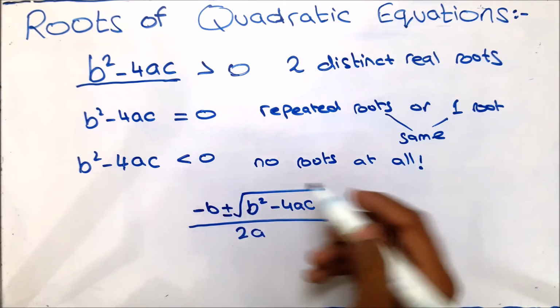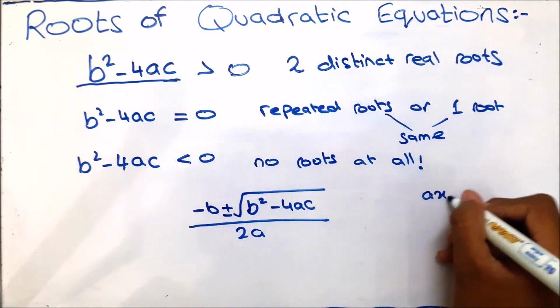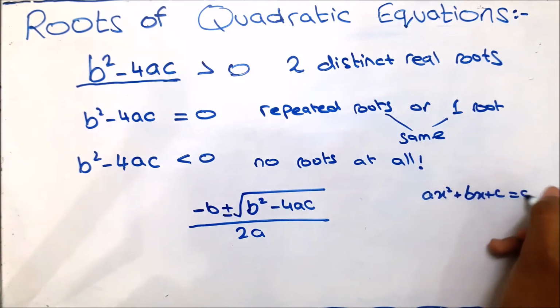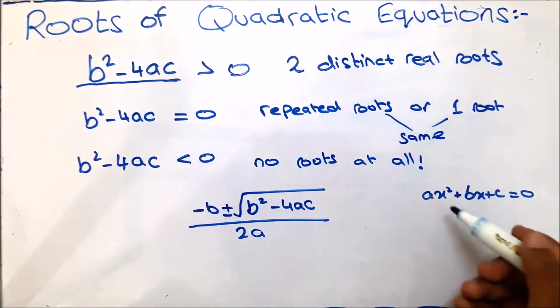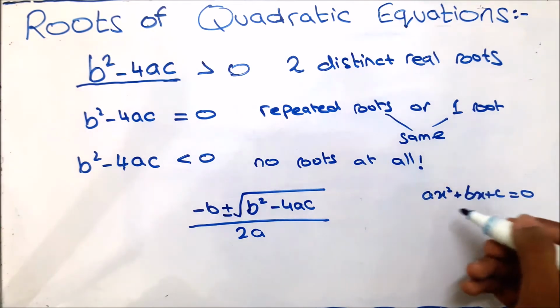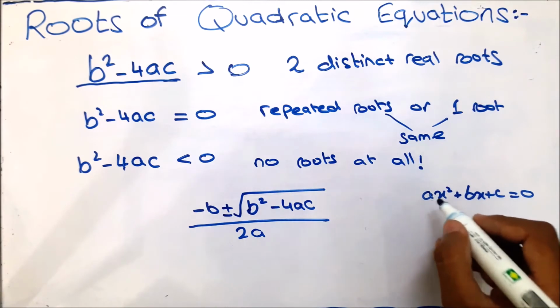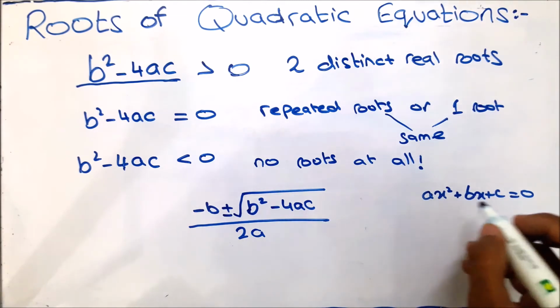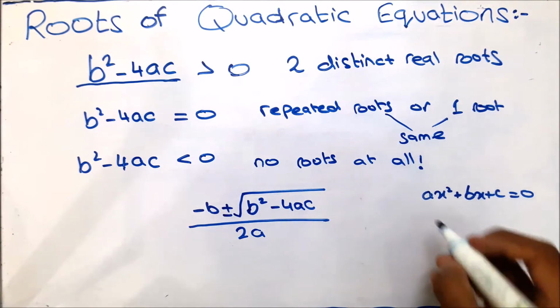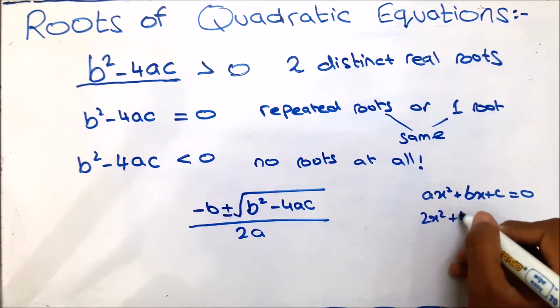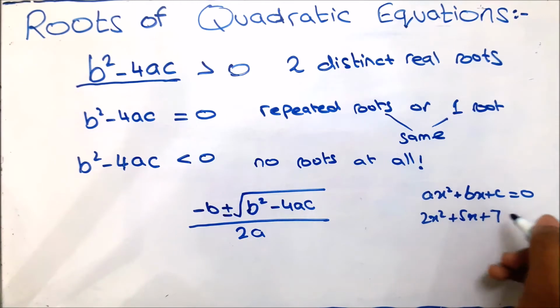Whenever we solve a quadratic equation, which is like ax squared plus bx plus c equals 0, a quadratic equation is always in this form. a can be any constant, b can be any constant, and c as well. This a should never be equal to 0 for an equation to be quadratic. For example, I'll just write an equation like 2x squared plus 5x plus 7 equals 0.